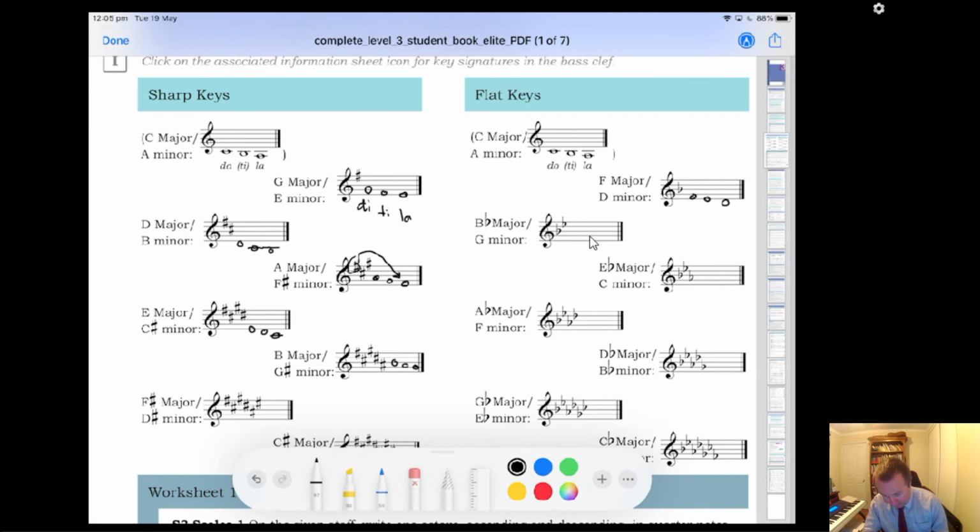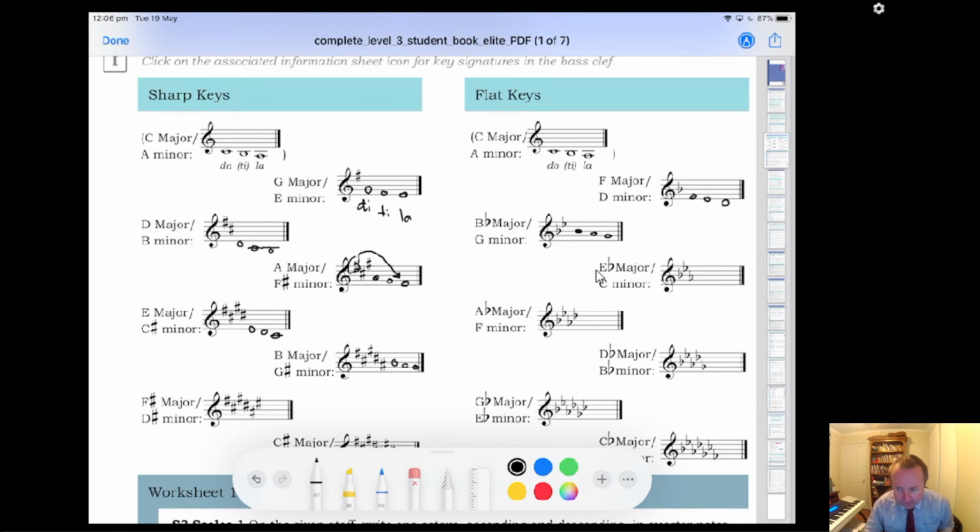Let's do 2 more. So B flat major. The book is telling us it's related to G minor. B flat major has B flat and E flat. Let's just prove that it is related to G minor. So B flat, there's the B, A, G. So a third down, G.